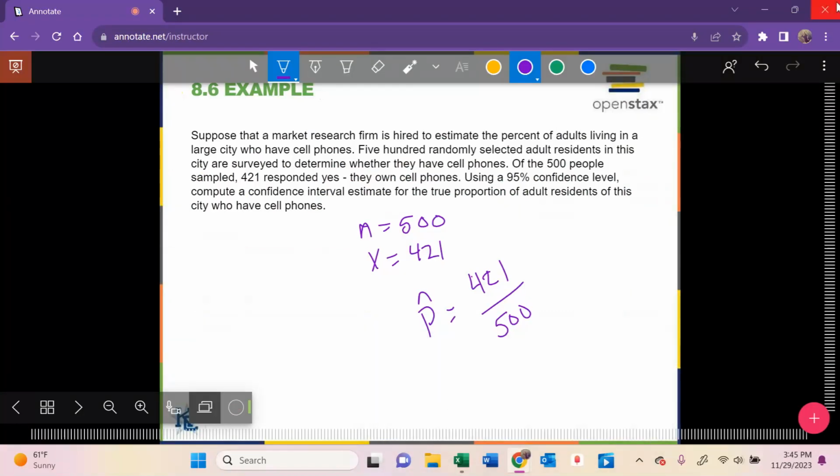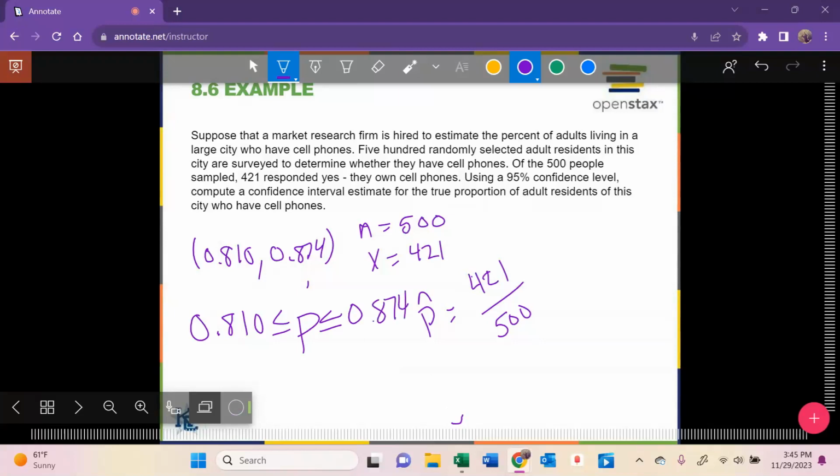So when we write our answer, again, we can write it two ways. We can write it in parentheses, 0.810 to 0.874, or we can write it identifying what we're estimating, which is a lot of times pretty important. So here we have 0.810 is less than or equal to our population proportion, which is just p, which is less than or equal to 0.874. So this is another way we can write that.